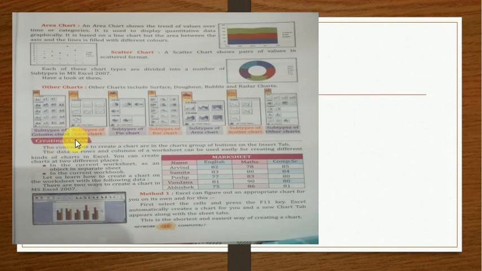Okay, so creating charts. The commands to create a chart are in the charts group of buttons on the Insert tab. First of all, if you have to create a chart, then where do you have to go? First of all, you will click on the Insert tab. The data in rows and columns of a worksheet can be used easily for creating different kinds of charts. So data can be easily used. You can create charts at two different places: in the current worksheet as an object, or in a separate worksheet.